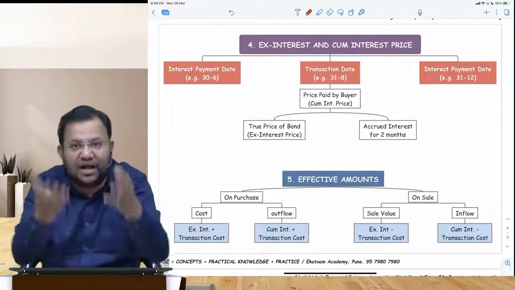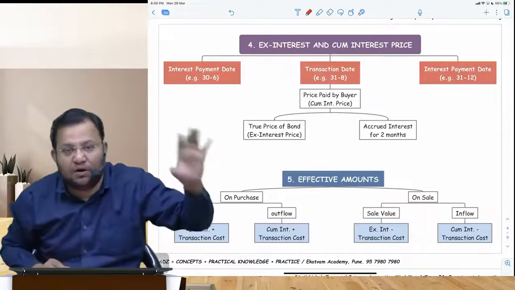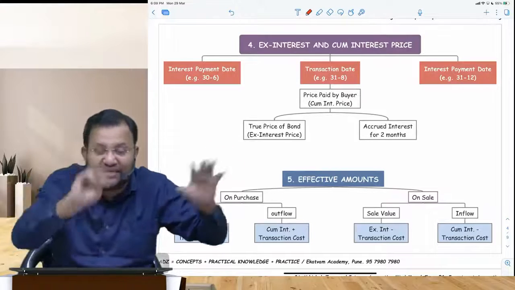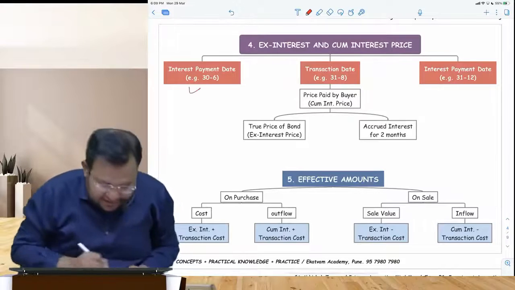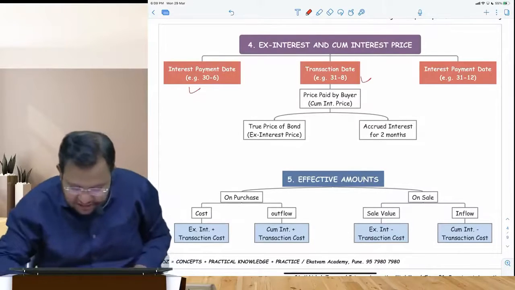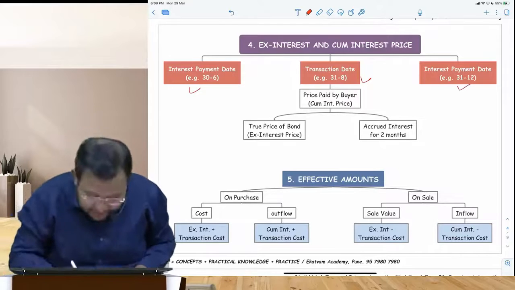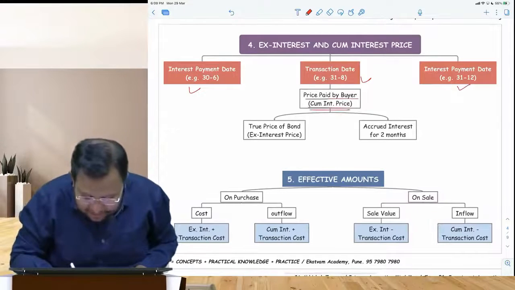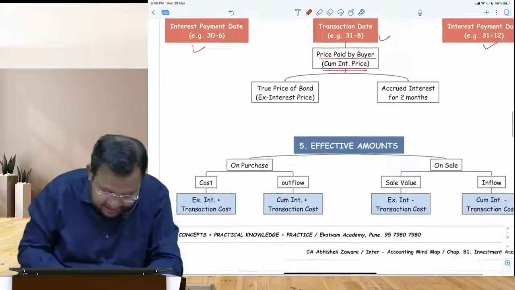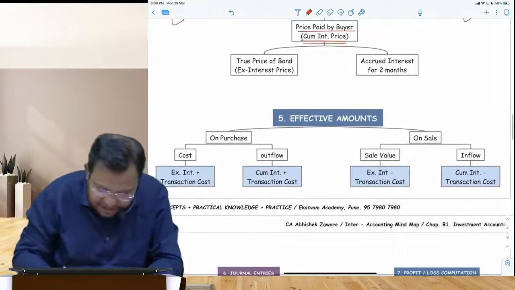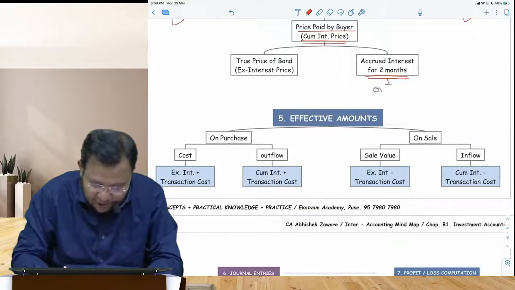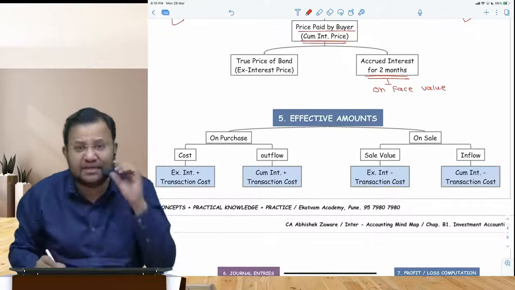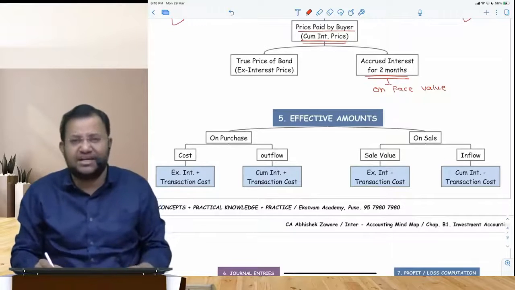So while doing accounting, I should debit the investment account by the true cost of debentures and the interest account for accrued interest. So the interest payment date is 30 June, the transaction is 31st August, and the payment date is 31st of December. So the price paid by the buyer will always be the cum interest price, which includes the true price of the debenture and accrued interest of 2 months. This accrued interest will always be on face value. So you can do the calculation in terms of months or you can do the calculation in terms of dates.